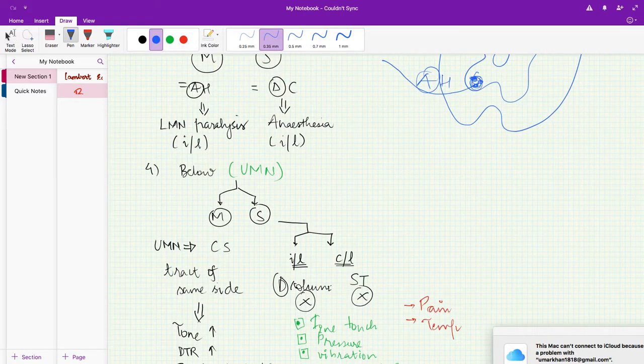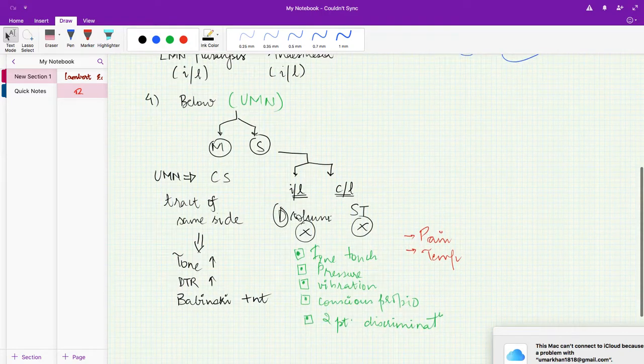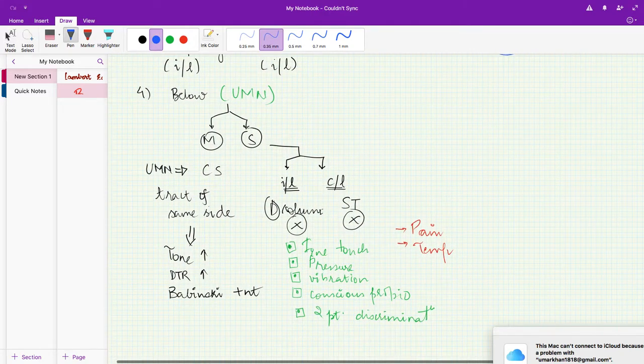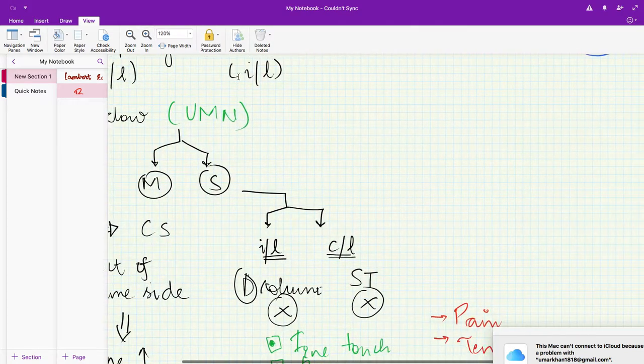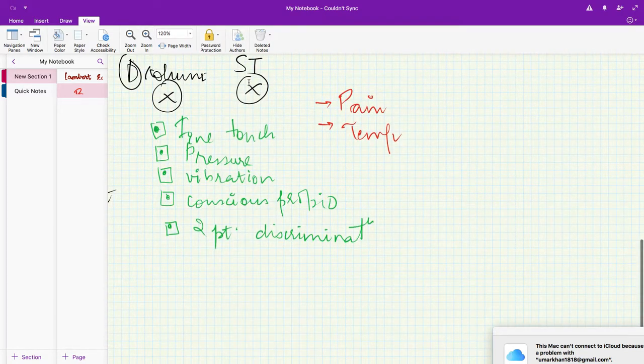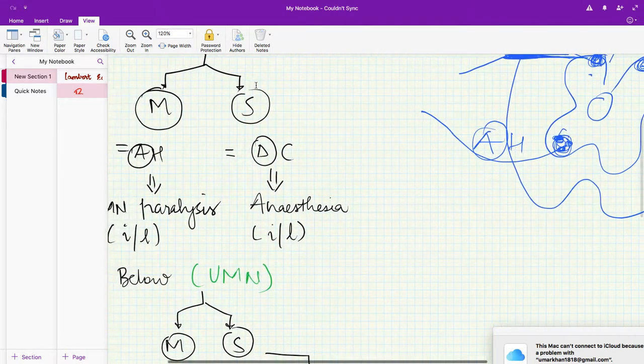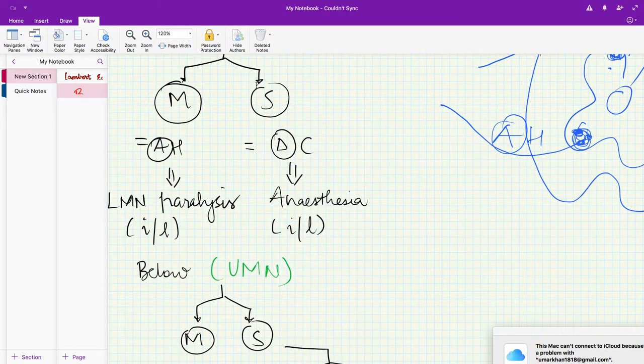And if you know very well, the dorsal columns carry all the sensations. They are related with fine touch, pressure, vibration, conscious proprioception, and 2-point discrimination. So here there will be an ipsilateral loss, ipsilateral anesthesia. The person will not be able to feel the pressure, the vibration, the conscious proprioception, the 2-point discrimination, the fine touch, etc. So this was all at the site of the lesion.